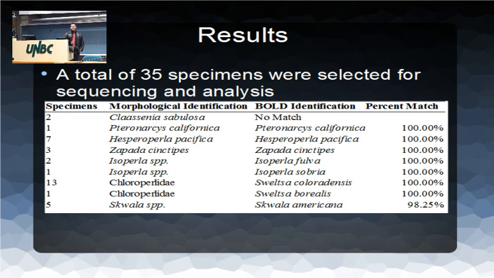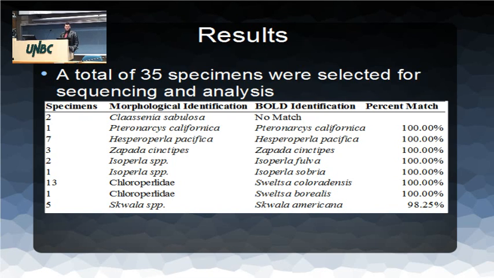We selected 35 specimens for sequencing and analysis. There were a bunch we decided not to do for various reasons. Like the Hesperoperla pacifica, we had over 100 of them, so there wasn't a point sequencing every single one. So we took these as a representation of the larger sample. You can see Claassenia originally had no match. Everything else, 100% match all across the board for our 3 test specimens there, and then we identified some new ones. And then this came up.